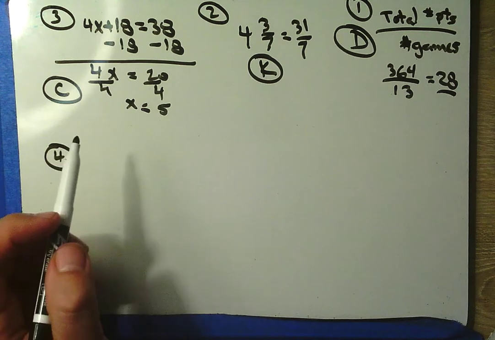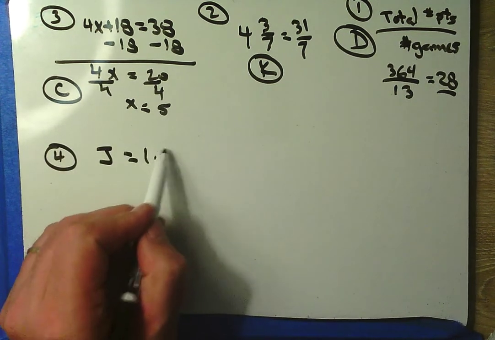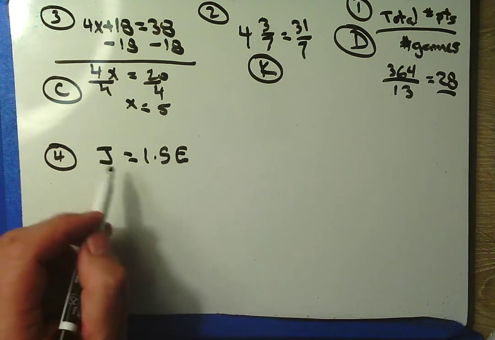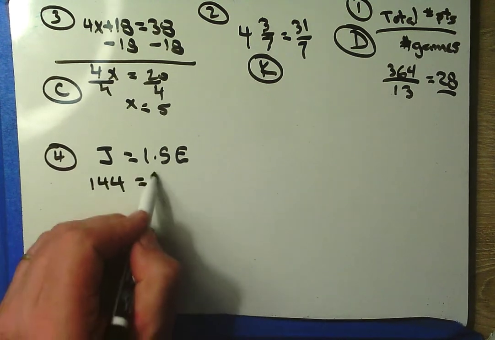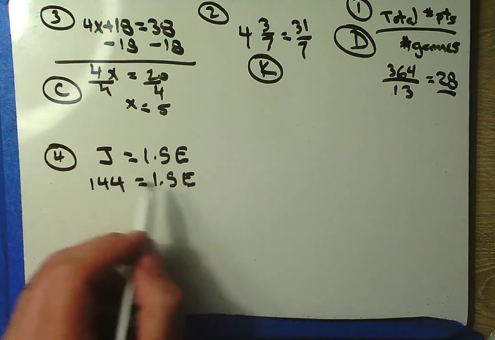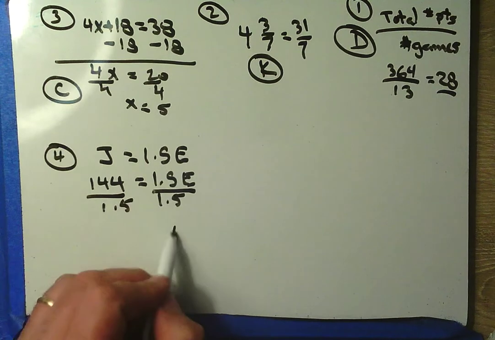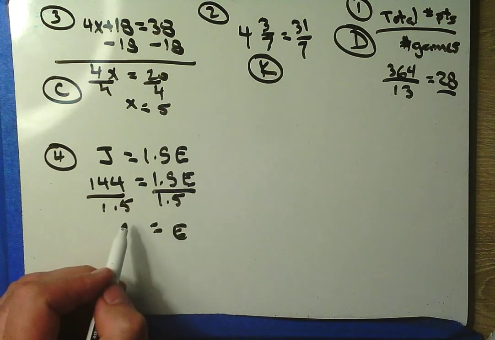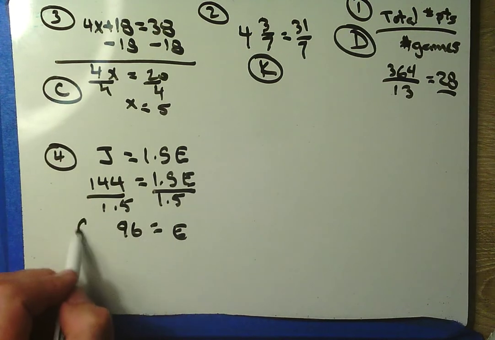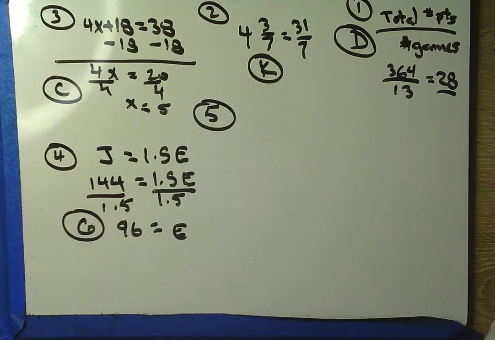Okay, John weighs 1.5 times as much as Ellen. John is 1.5 times Ellen. If John weighs 144 pounds, and he's 1.5 times as much as Ellen, how much does Ellen weigh? So if we divide both sides by 1.5, we come up with Ellen equals 96 pounds. And that's choice G. G for number 4.